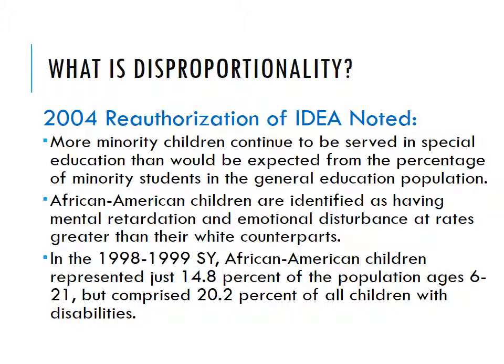When the Individuals with Disabilities Education Act was reauthorized in 2004, Congress noted several things specific to disproportionality. Number one, more minority children continue to be served in special education than would be expected from the percentage of minority students in the general education population. Number two, African American children are identified as having mental retardation and emotional disturbance at rates greater than their white counterparts. Number three, in 1999 school year, African American children represented just 14.8% of the population, ages 6 to 21, but comprised 20.2% of all children found eligible for special education services.